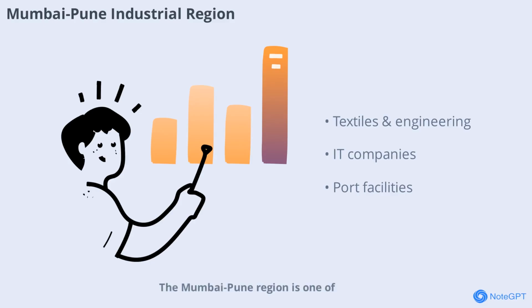The Mumbai-Pune region is one of India's oldest and most important industrial belts. It is known for its textile mills, engineering industries, and information technology companies. The region benefits from excellent port facilities, a skilled workforce, and a strong transportation network.